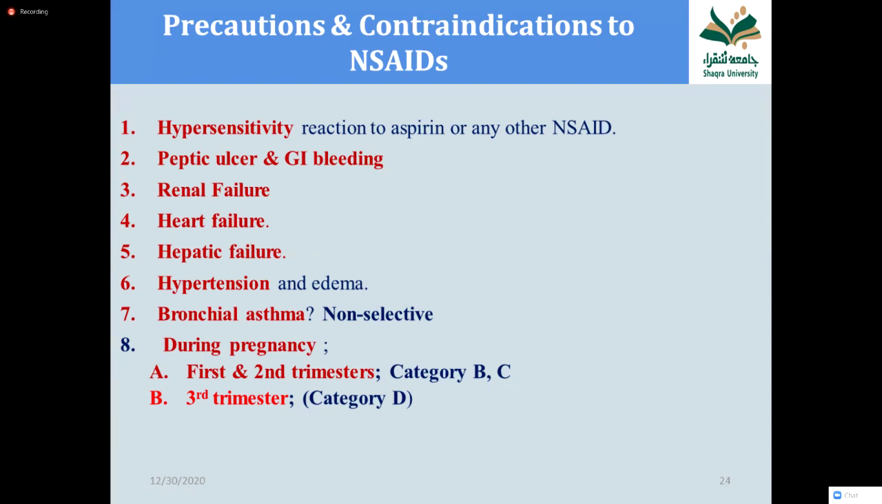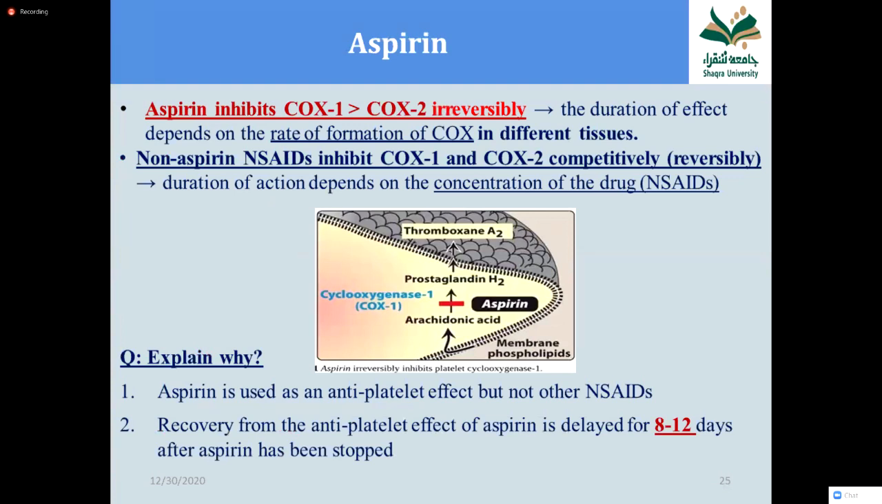These are safe in breastfeeding because they are secreted only in trace amounts into the breast milk. Now there are some slides regarding aspirin and paracetamol. We know that aspirin inhibits COX-1 more than COX-2 and irreversibly, so its effect will be abolished only when new enzyme is formed. That's why aspirin has more antiplatelet effect than other NSAIDs, because recovery requires 8 to 12 days.